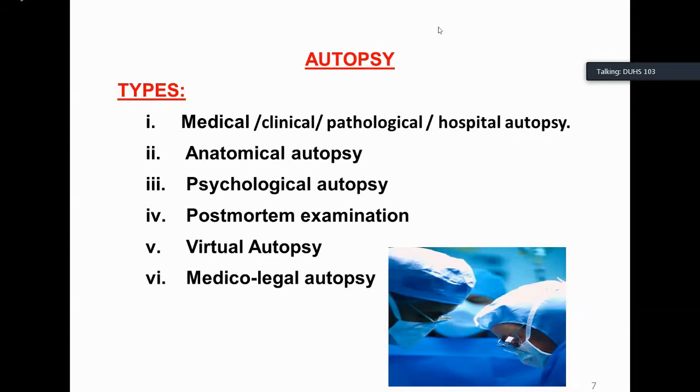So autopsy has multiple types. We divide them by the purpose of examining the body. We can do it for medical, clinical, pathological, or hospital autopsy to rule out the cause of the death, in cases of clinical trials. Whenever a death occurs in the hospital, they send the body for pathological autopsy. Anatomical autopsy is the part which was usually done previously in the form of dissection to let the students learn about the normal linings and structures, the origins and insertions of the muscles, and placements of the viscera. Psychological autopsy I will tell you briefly, then post-mortem examination, virtual autopsy, and the medico-legal autopsy. The forensic people are basically concerned with the last one, the medico-legal autopsy.